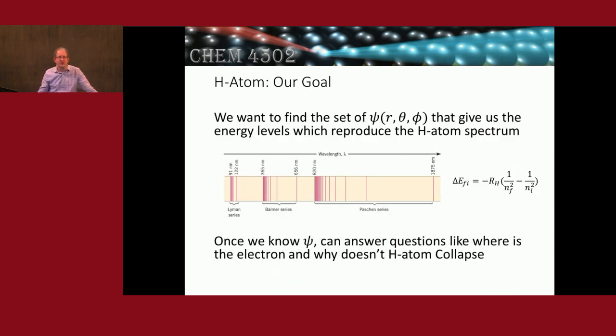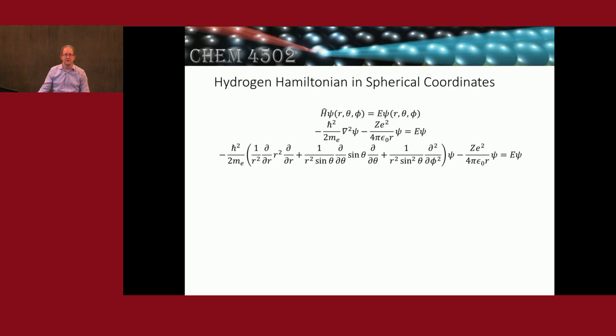So our goal for the hydrogen atom is we want to find the set of wave functions, psi of r, theta, and phi, that give us energy levels which can then reproduce the hydrogen atom absorption and emission spectrum. Once we can reproduce that data, we'll know what the wave functions are. We can answer questions like, where is the electron? And why doesn't the hydrogen atom collapse? So the first step is find the energies and the wave functions, and then we can continue to ask further questions. All right, so we're going to do a lot of calculus. It's unavoidable. We're just going to do it.